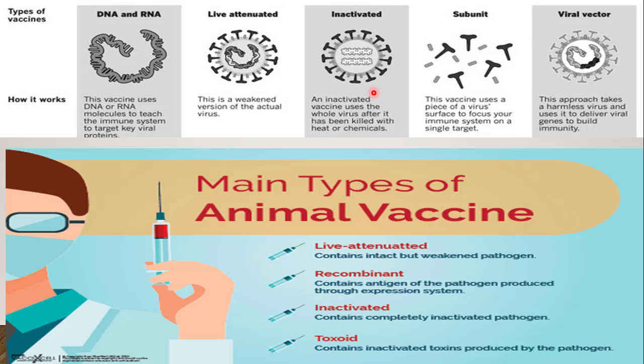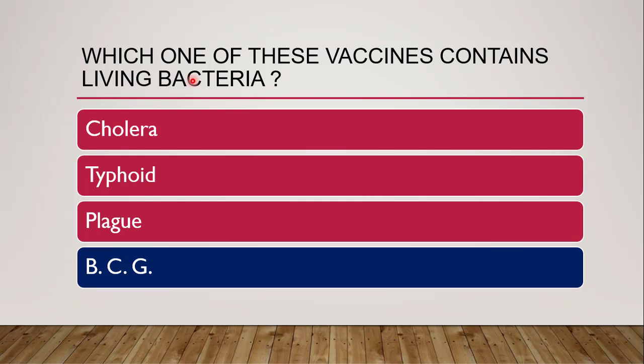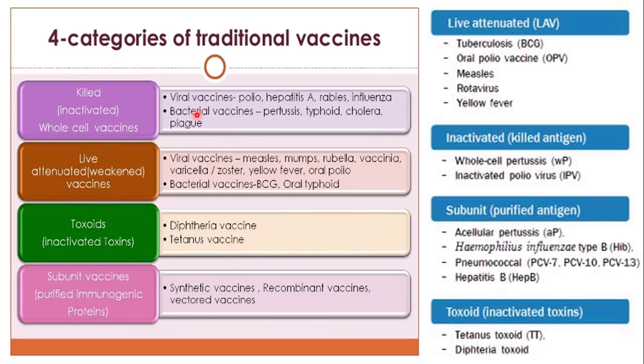So according to these types, if you look at the killed vaccine examples and bifurcate between viral vaccines and bacterial vaccines, the killed bacterial vaccines are pertussis, typhoid, cholera, plague, and the viral vaccines are polio, rabies, influenza, hepatitis. So the question was, which one of these vaccines contains living bacteria? So according to this: killed bacteria, live, toxoid, subunit.